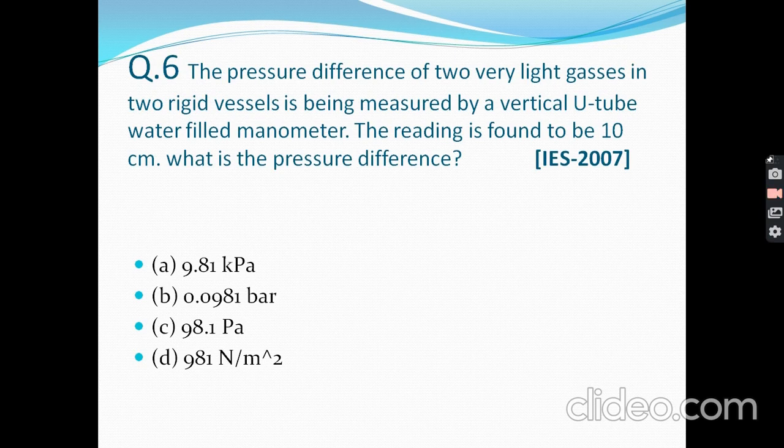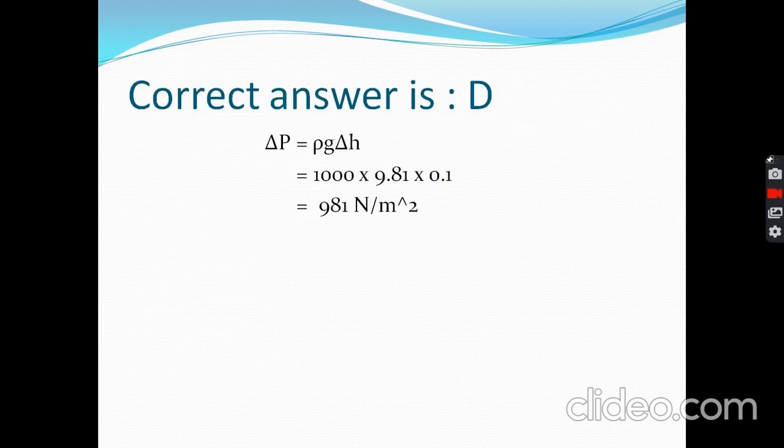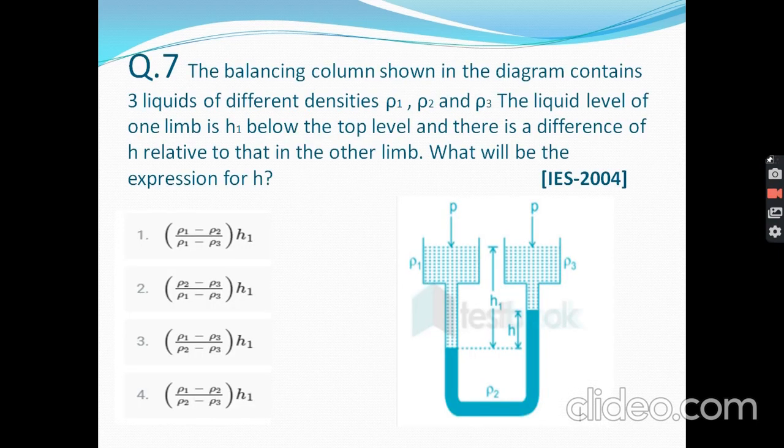Question 6. The pressure difference of two very light gases in two rigid vessels is being measured by a vertical U-tube water filled manometer. The reading is found to be 10 cm. What is the pressure difference? Option A 9.81 kilopascal, option B 0.0981 bar, option C 98.1 pascal, option D 981 Newton per meter square. So the correct answer is D. We know del P is equal to rho g del H. So density is 1000 into 9.81 into del H, which is 0.1. So the correct answer is D, 981 Newton per meter square.